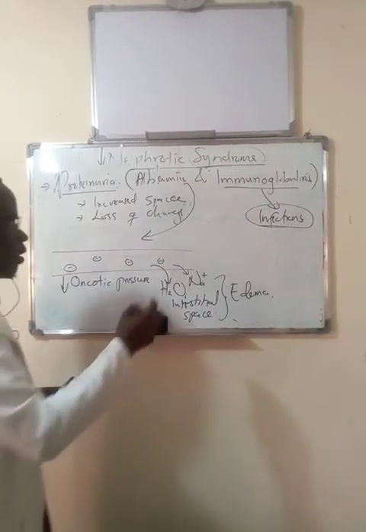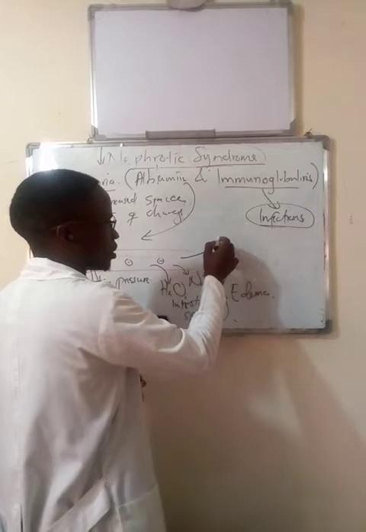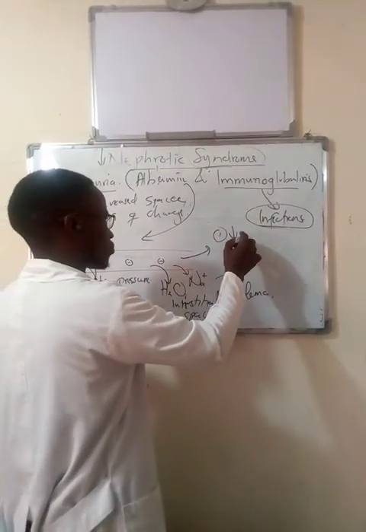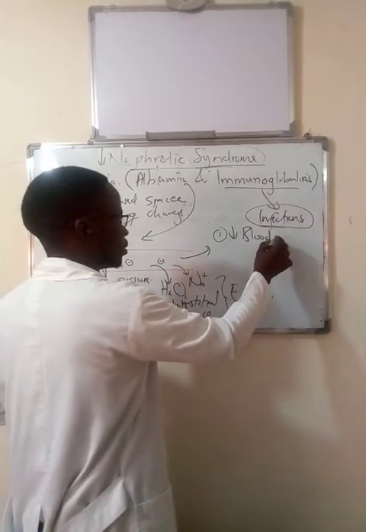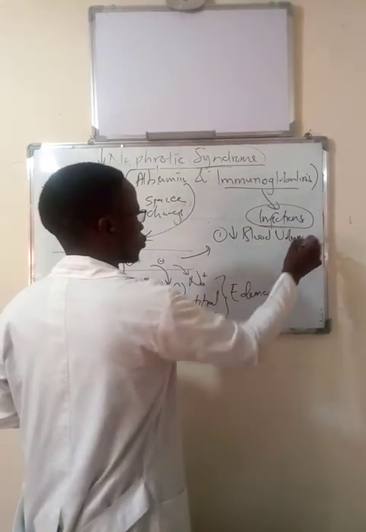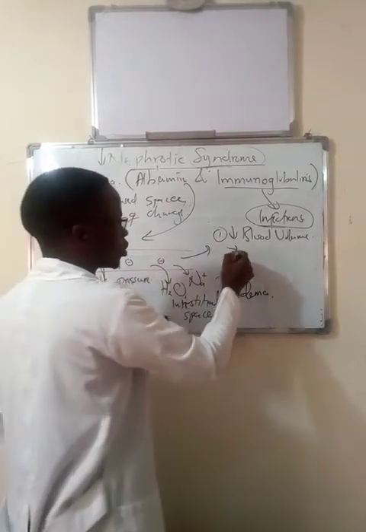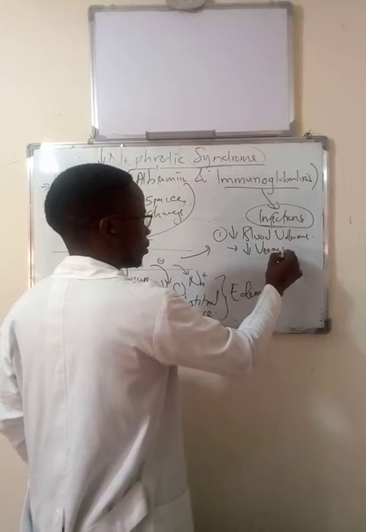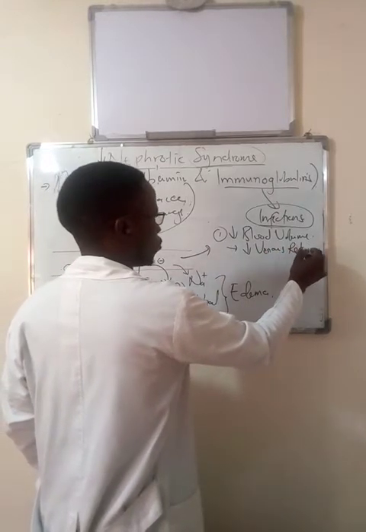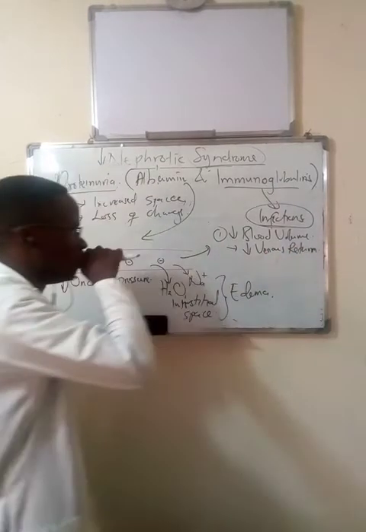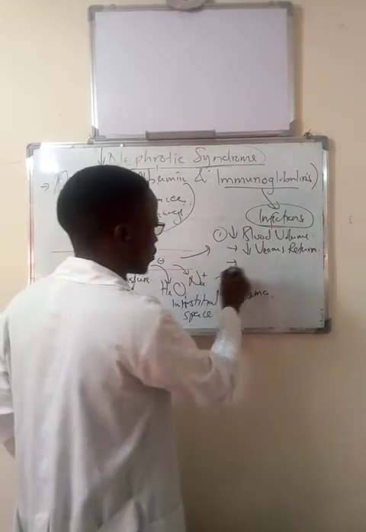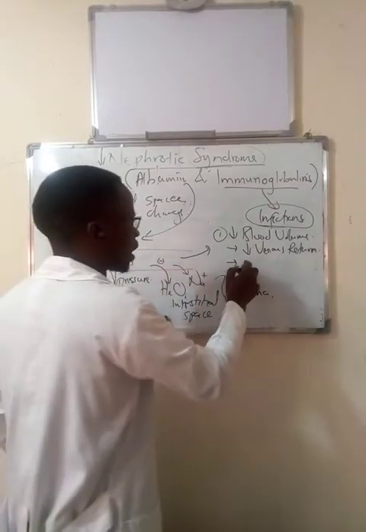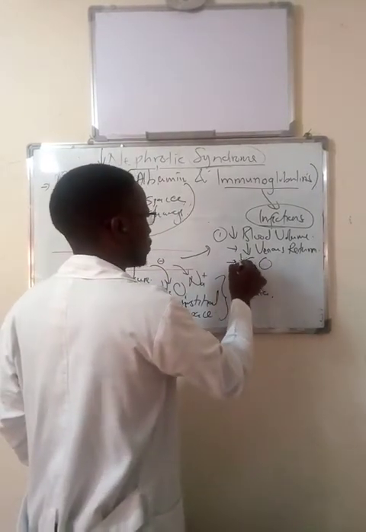Number one, within the intravascular space, there's going to be reduced blood volume, isn't it? Because of that, there's going to be reduced what? Venous return. Venous return will be reduced. Now, according to Starling's law, if venous return is reduced, it means that even cardiac output is going to be what? It's going to be reduced.